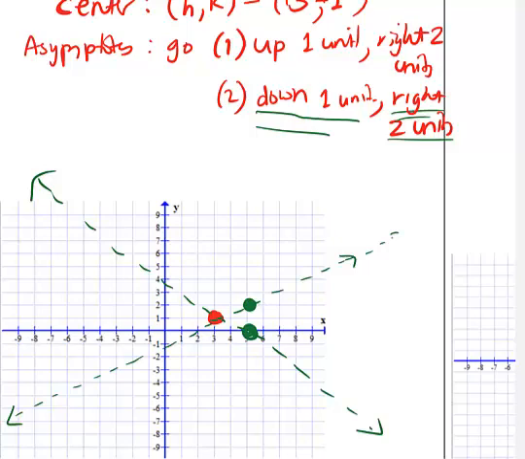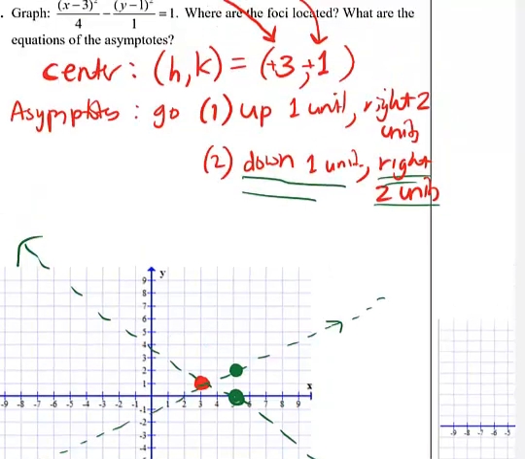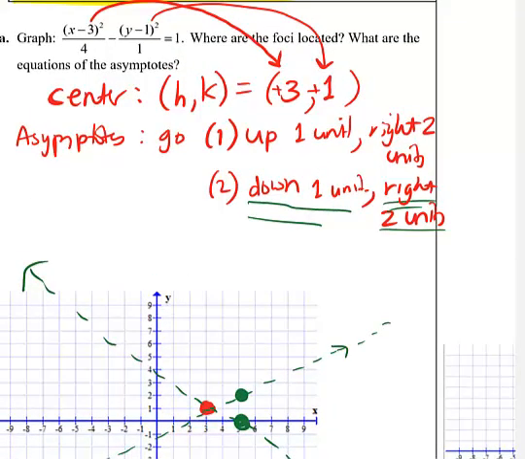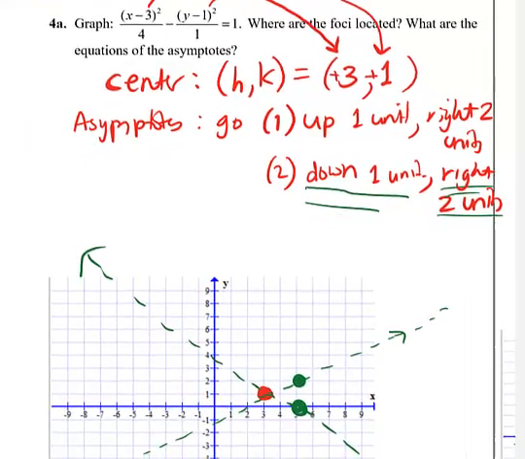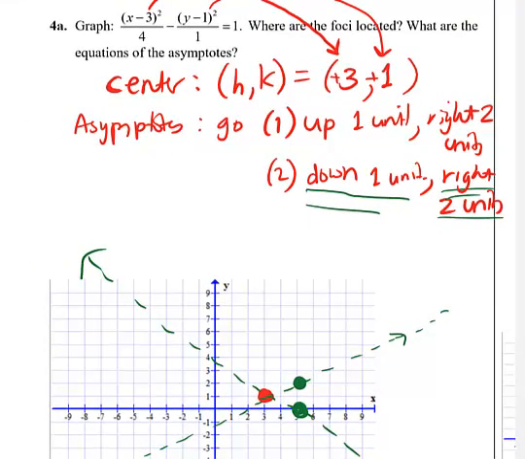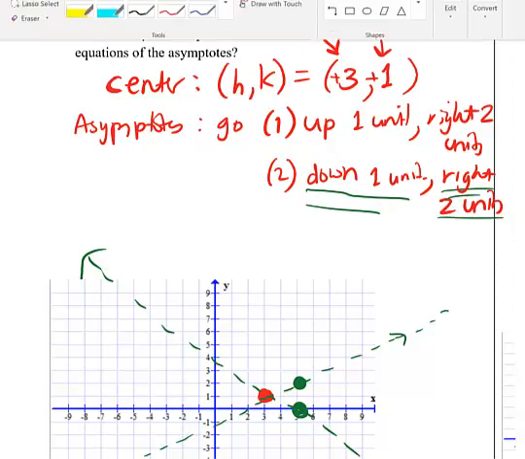Let's see here. Now, what else do they want us to do? Graph it. Where are the foci? What are the equations of the asymptotes? Okay. Let's see here. I need to figure out where the vertices are.